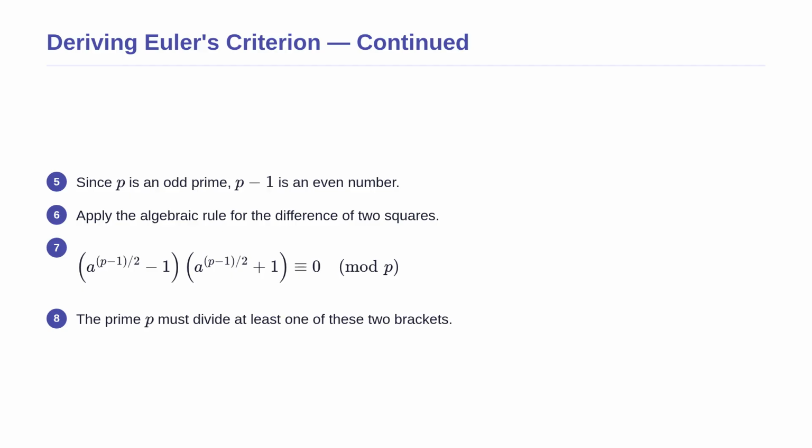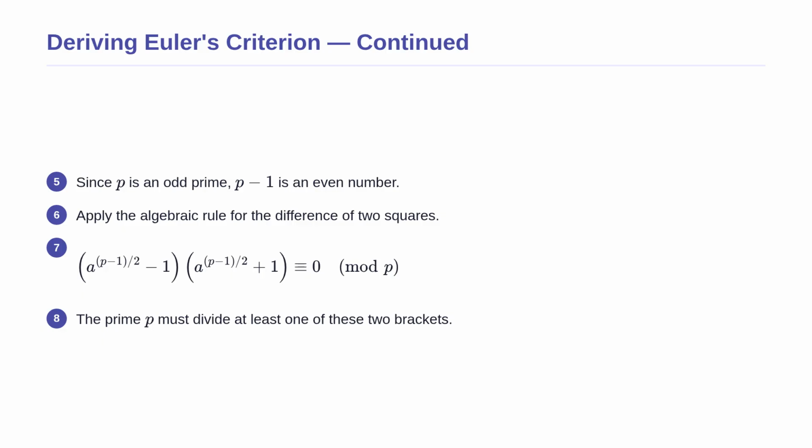Because p is an odd prime, the number p minus 1 must be an even number. This even exponent is incredibly useful because it allows us to cleanly cut the exponent in half and apply the classic algebraic rule for the difference of two squares. This creates two distinct bracketed terms.